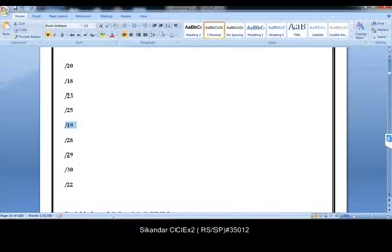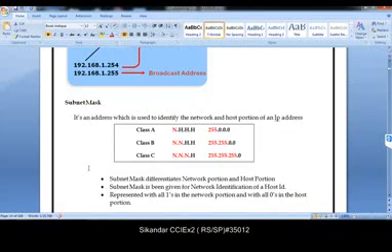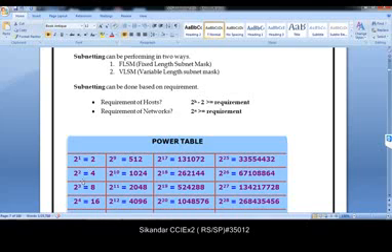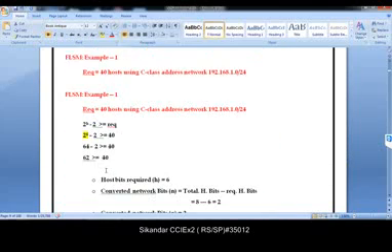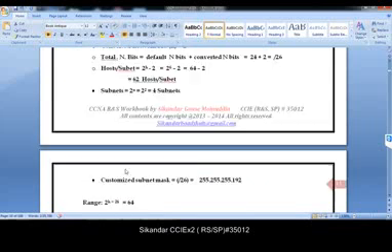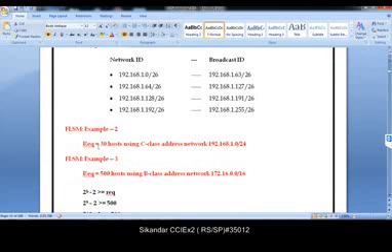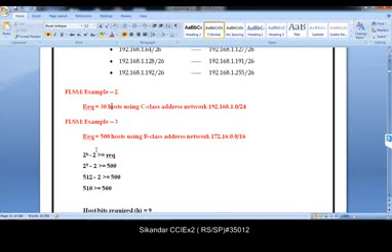So up to now, we are done with our FLSM calculations using a C class. We did some examples: in the first video we did the example of a requirement of 40 hosts, and in the next video I explained one more example with a requirement of 12 hosts. You can practice with 30 hosts or any other numbers, just to have some practice. And next, we have seen how they are different networks.